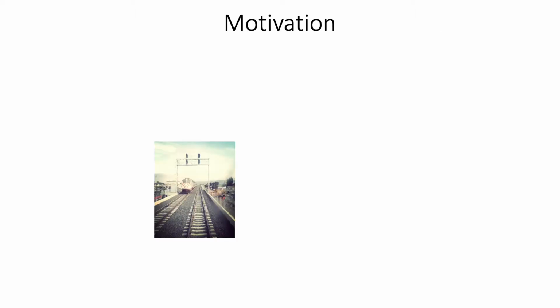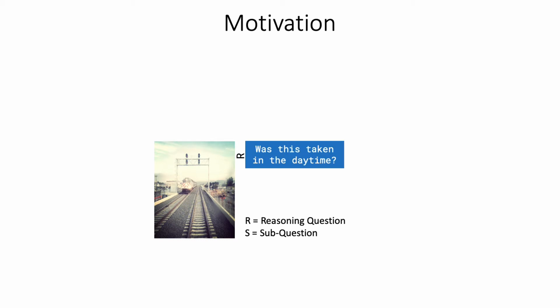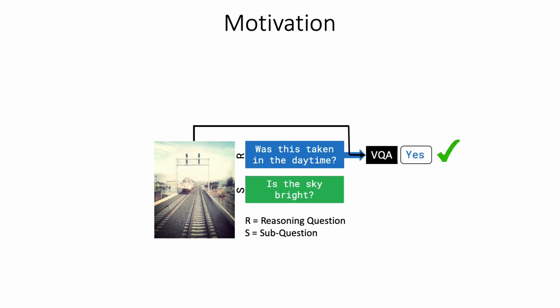Imagine having an image like this and putting it through a commonly used visual question answering model like Pythia, first asking it a higher order reasoning question like was this taken in the daytime? The model would answer yes, which would be correct. Now ask it a sub-question, which we define as a question that's essential to answering the reasoning question and only relates to the lower level perceptual concepts about the image, like is the sky bright? The model would answer no, which would be incorrect.